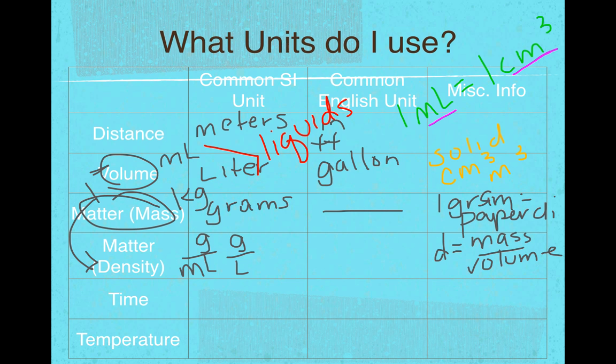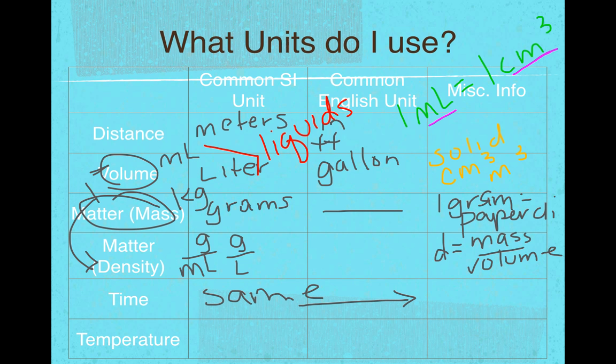Okay, moving on to time, this is the one that you already know. It is the same whether you are in the SI units or the English units. This is your seconds, your minutes, your hours, your days, etc.